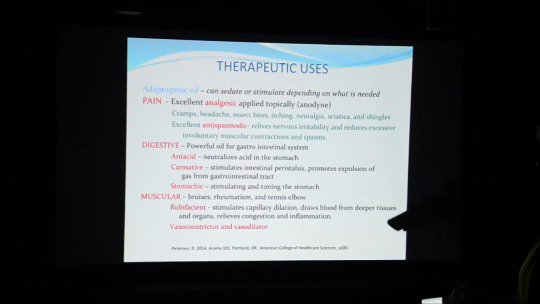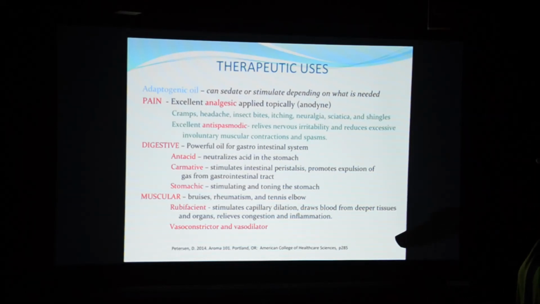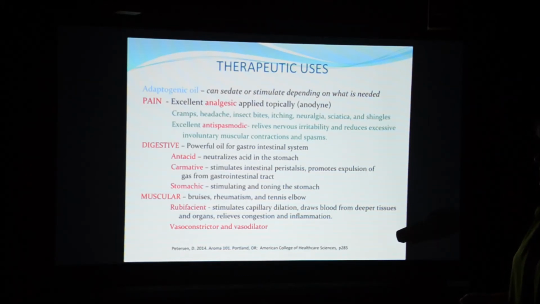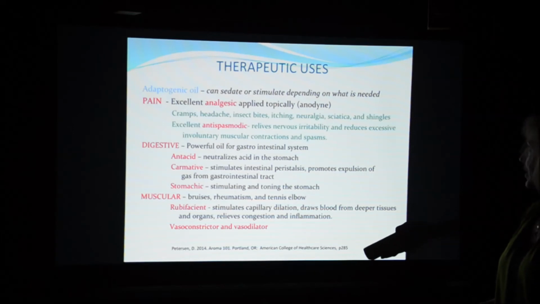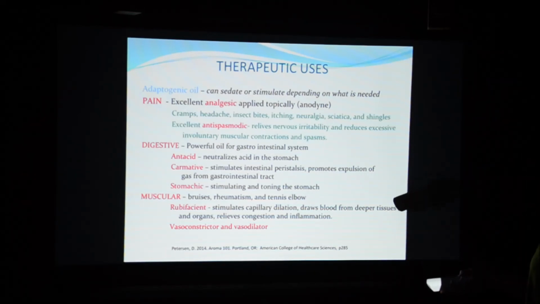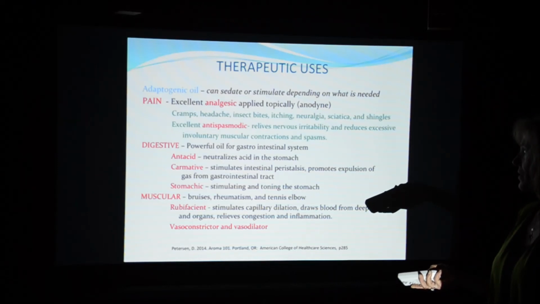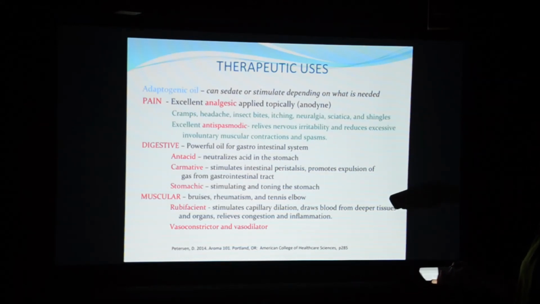Multiple therapeutic uses. This is just a few, but the main thing is it's an adaptogenic oil, which means that it can sedate or stimulate depending on what's needed. It's great for pain, topical. It's an anodyne, so it's with cramps, headaches, insect bites, itching, any kind of wound, shingles. Great antispasmodic. A powerful oil for the gastrointestinal system, antacid, carminative, stomachic. The muscular system, you put it on bruises. It's good for rheumatism, tennis elbow.